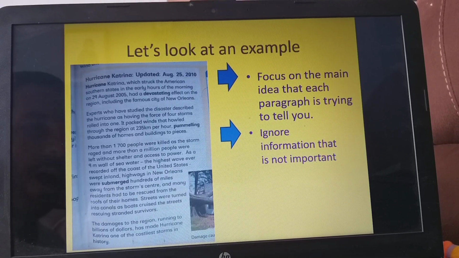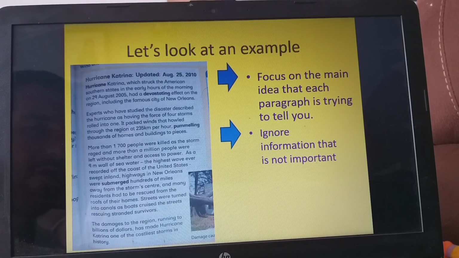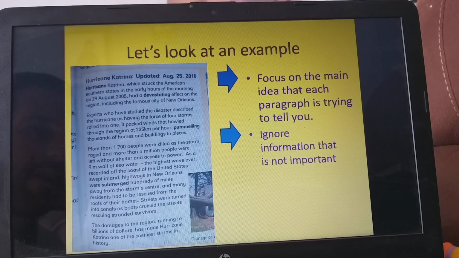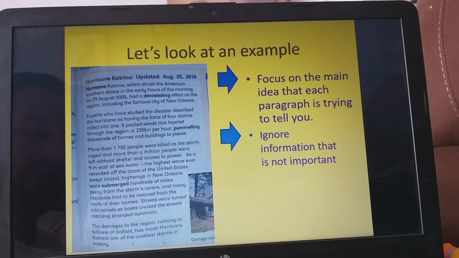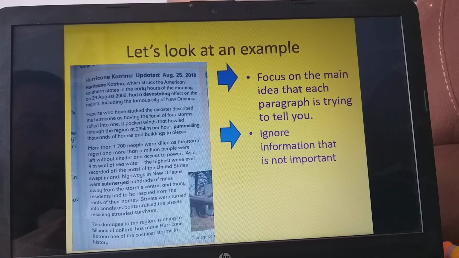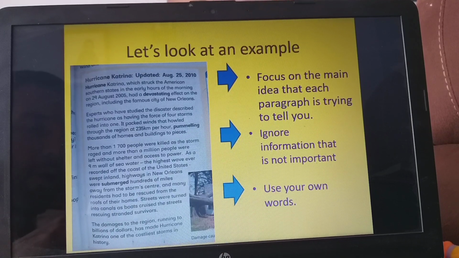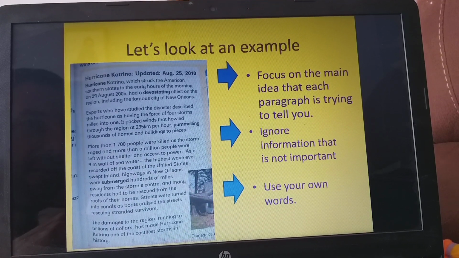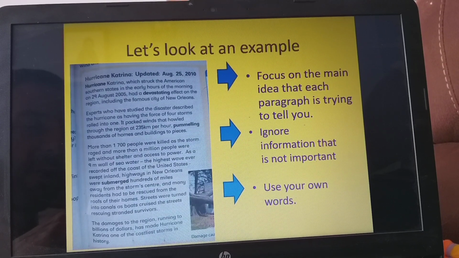Okay? Really important, ignore information that's not important. So if it's got additional things or additional information in the paragraph and it's got lots of adjectives, ignore that. That's not important. In this case, you don't want to try and overemphasize things. You want to try and keep it simple. And finally, really important, use your own words. All right. So you're going to have to try and think of synonyms, right, for some of the words that they use in the text. All right.